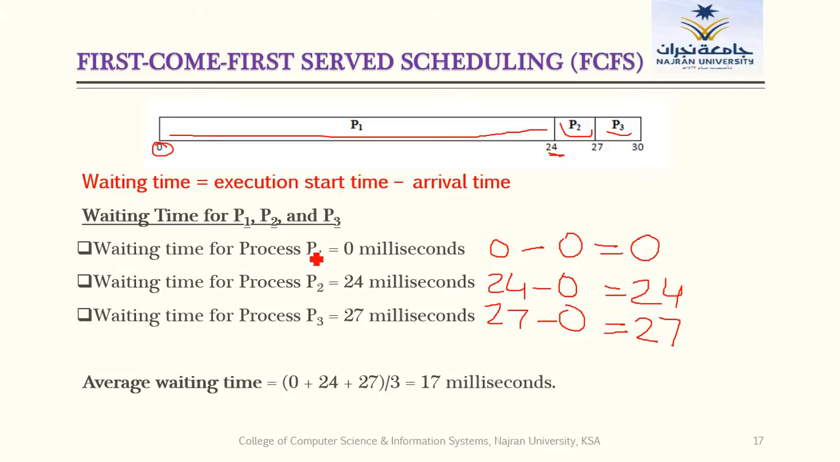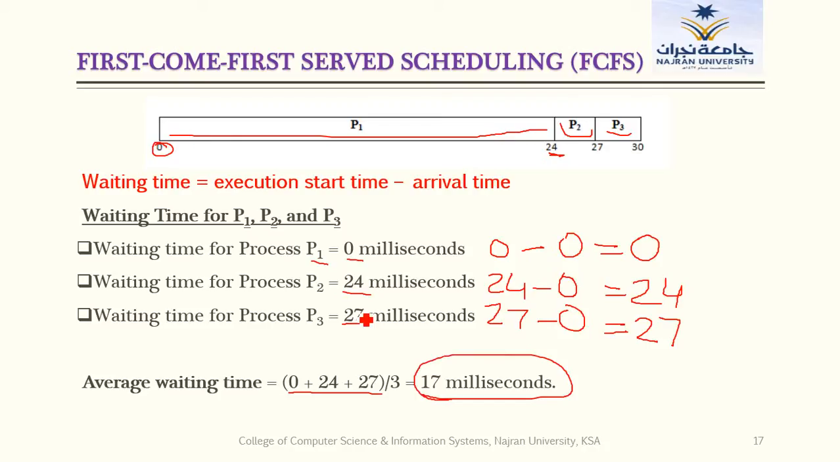So now we have calculated the waiting time for process P1, it is 0, for P2 24, for P3 27. Now we need to calculate the average. So we will add these three, 0 plus 27 plus 24, divided by 3. So it will give us the average waiting time for P1, P2 and P3. So we have seen here it is 17 milliseconds.